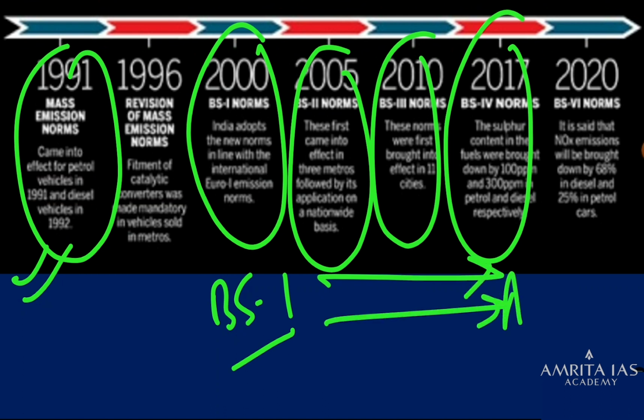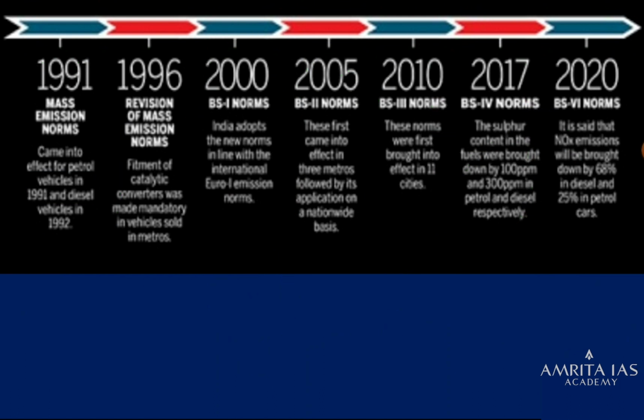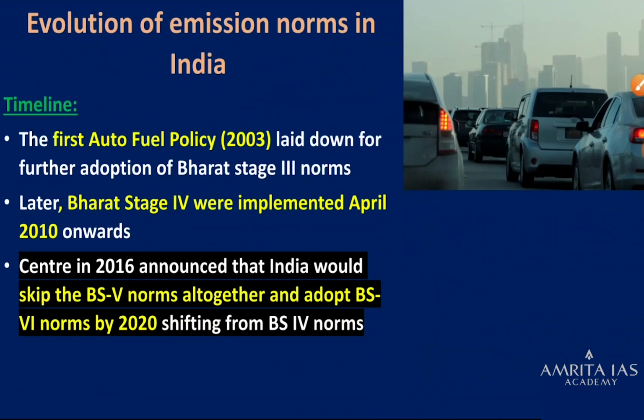Then we started witnessing the problem of air pollution in Delhi, right? A lot of air pollution in Delhi, and then the government decided, okay, we will skip BS5 and leapfrog directly to BS6, and that is being touted as one of the ambitious projects of the government. The Supreme Court also came down heavily on this. They said, okay, from 1st April 2020, you cannot register a BS4 vehicle, and that is why a lot of vehicles were being sold before April 2020.